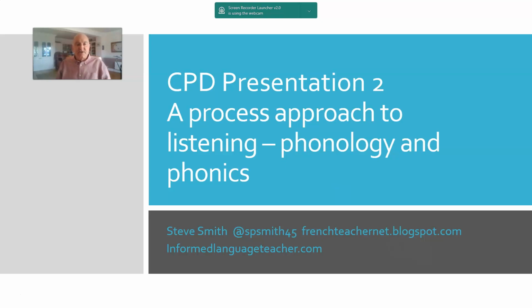Now, in the first session, we did a general introduction to the process approach to listening, and we're going to follow up on that with a focus on phonology and phonics. And this material is just a little taster of our book, the book I wrote with Gianfranco Conti called Breaking the Sound Barrier, Teaching Language Learners How to Listen.